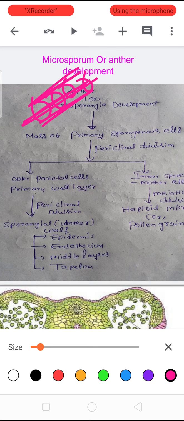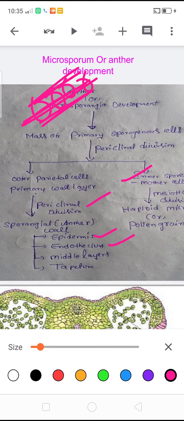A mass of primary sporogenous cells undergoes periclinal division and forms outer parietal cells or primary wall layer and inner spore mother cells. Next, these parietal cells or primary wall layer undergo periclinal division and form the anther wall. This anther wall contains epidermis, endothecium, middle layers and tapetum.